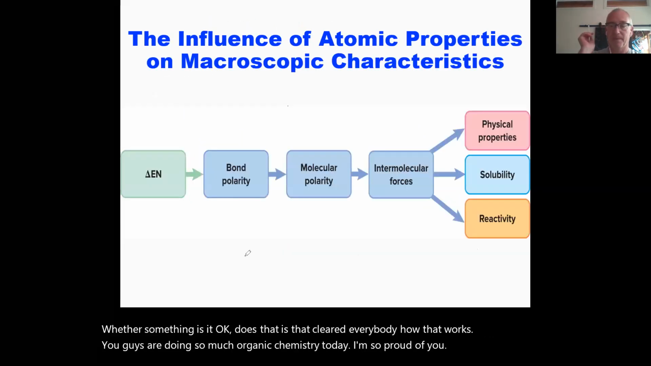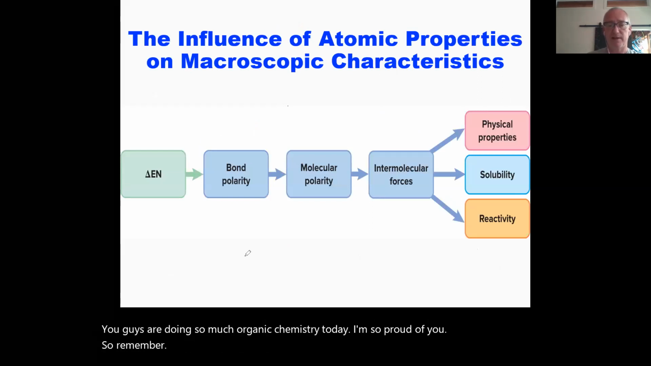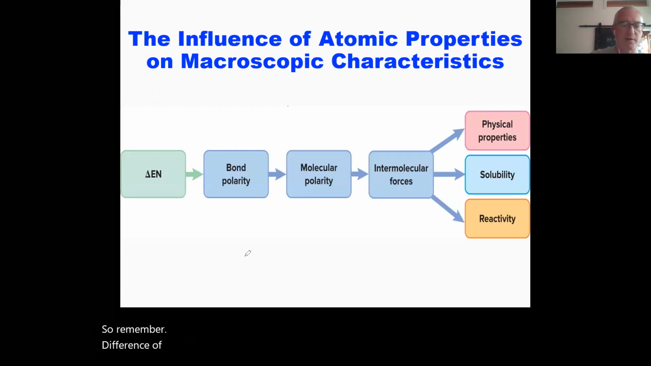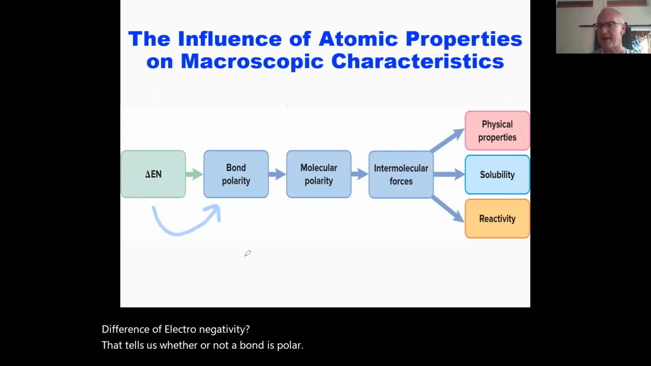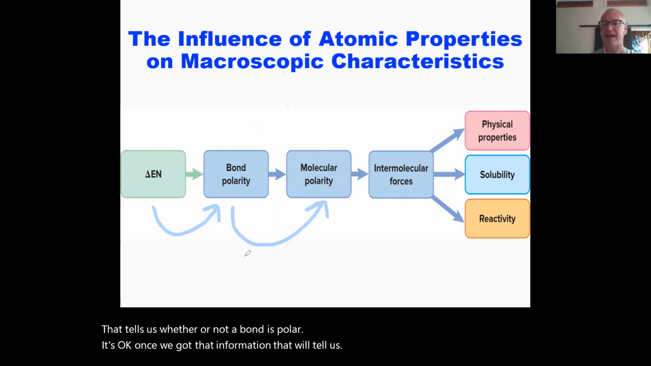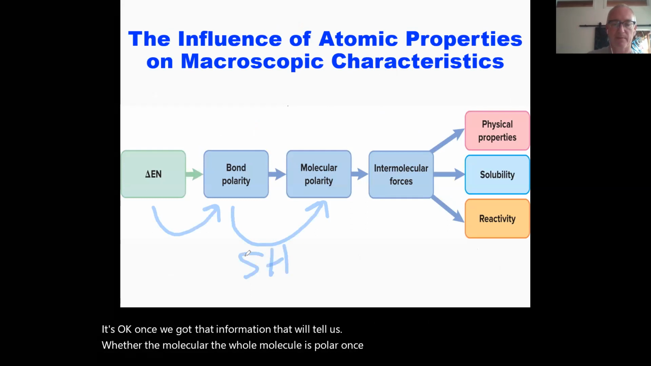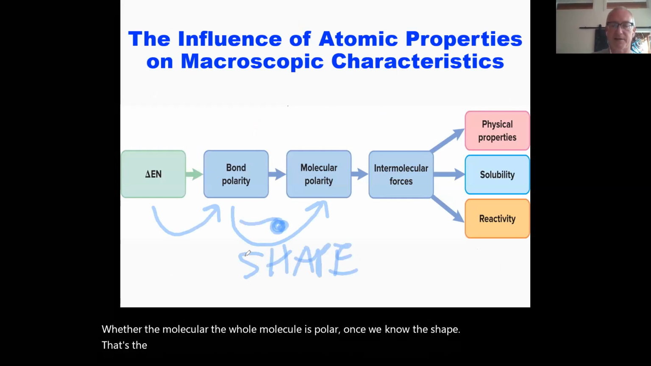So remember, difference of electronegativity tells us whether or not a bond is polar. Once we have that information, that'll tell us whether the whole molecule is polar, once we know the shape. That's the key right here. That's the key part of this.